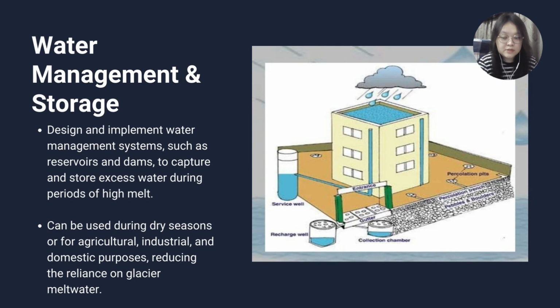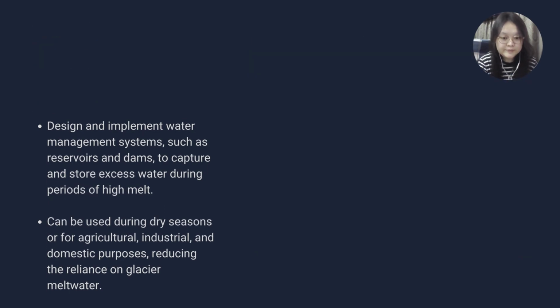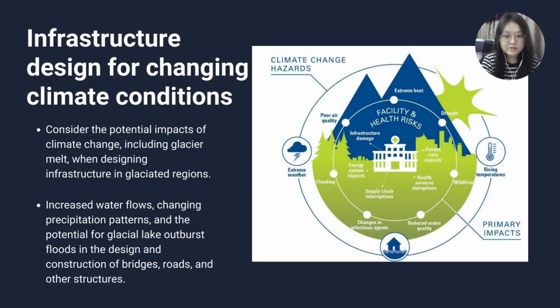Fourth, water management and storage. To design and implement water management systems, such as reservoirs and dams, to capture and store excess water during periods of high melt, which can be used during dry seasons or for agricultural, industrial, and domestic purposes, reducing the reliance on glacier meltwater. Last is infrastructure design for changing climate conditions.